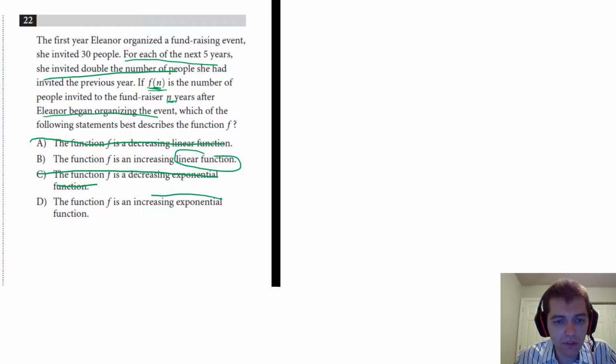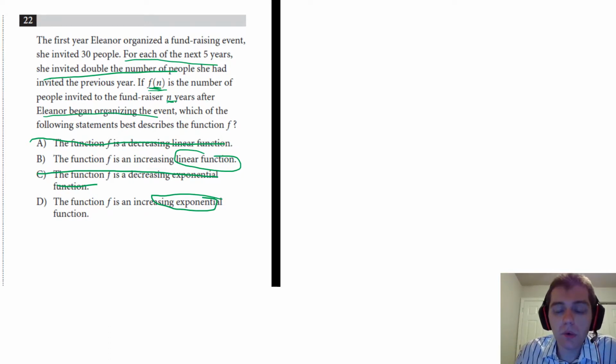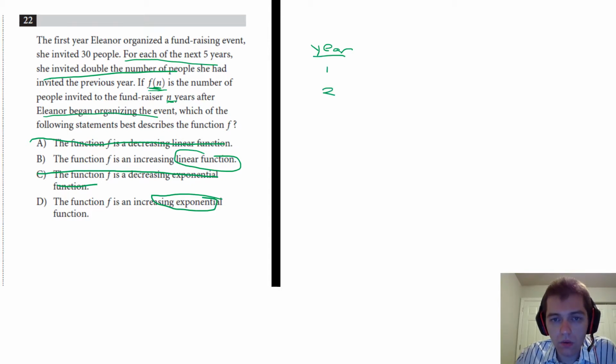You can think about the first year that she's in, the second year that she's inviting more people. The first year was 30 people. The second year is double that. A lot of you might be able to just do this in your head, but we can write it out. So the year 1, 2, 3, she invited 30. Then the second year she doubled that, she invited 60. And then the next year she doubled that, she invited 120.